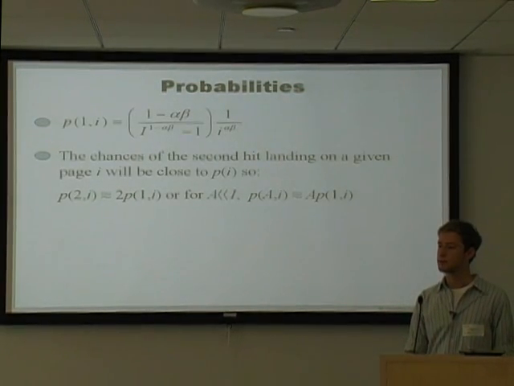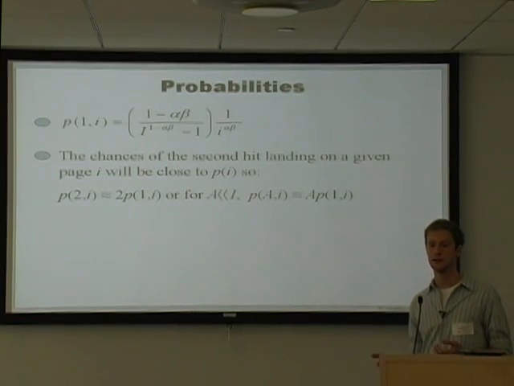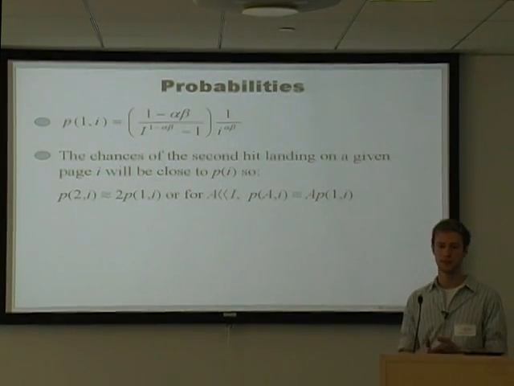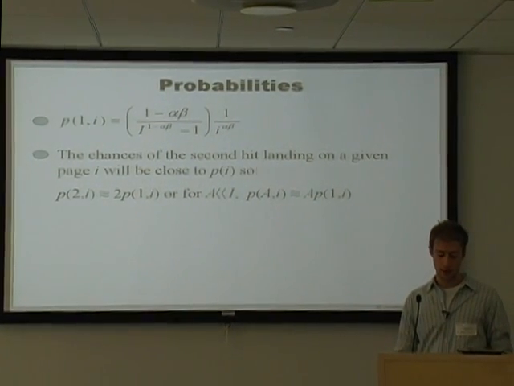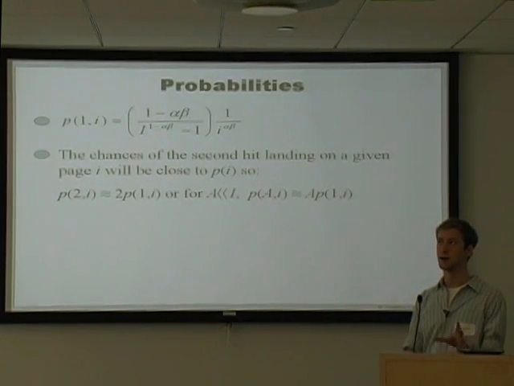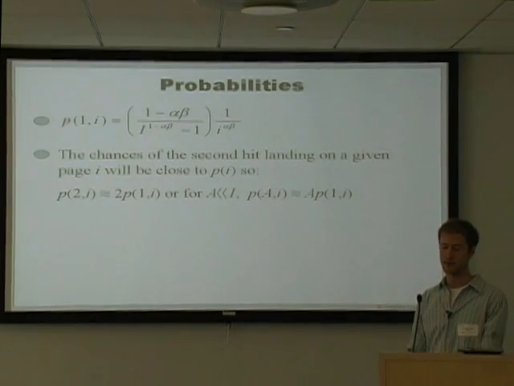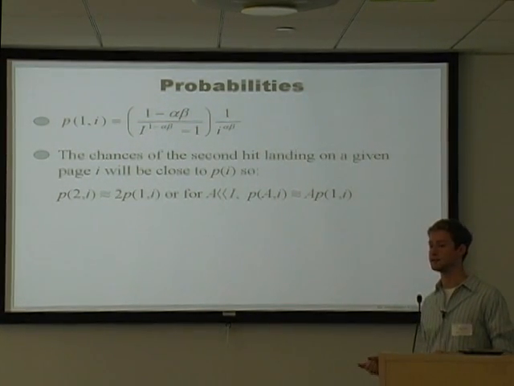But we need to know the probability if there's more than one hit on the page. Turns out that if you add more hits, the probability simply goes up proportionally. So the probability of a hit being on the ith page if there are a hits is approximately equal to a times the probability if there was just one hit on the index.